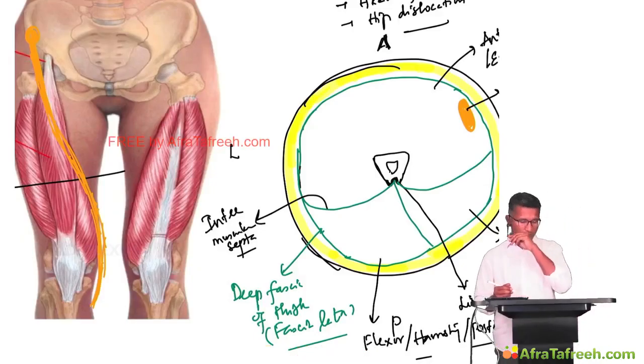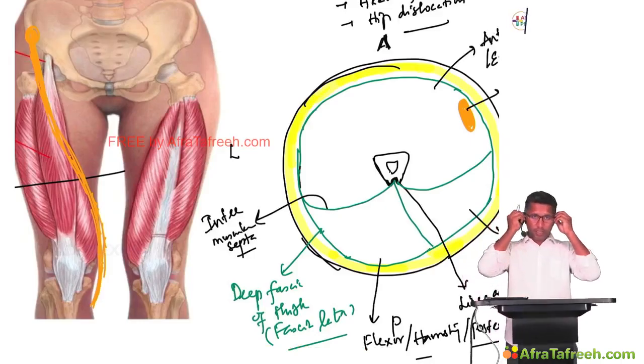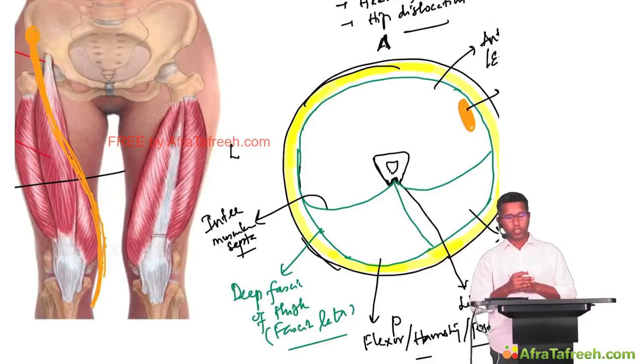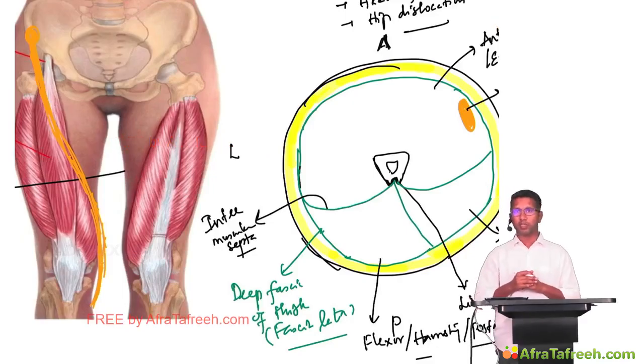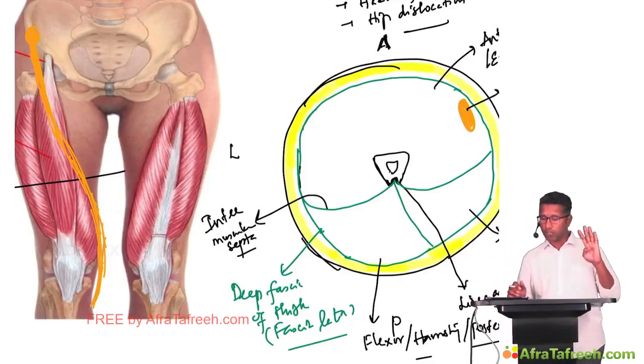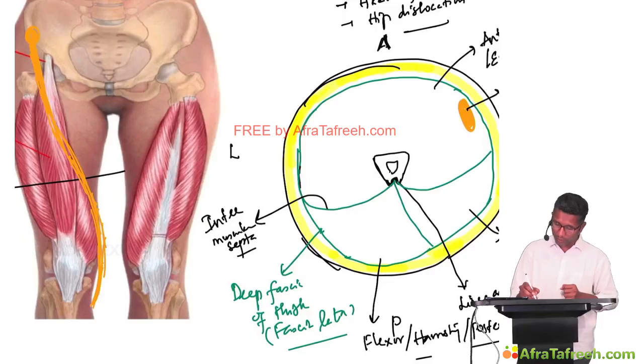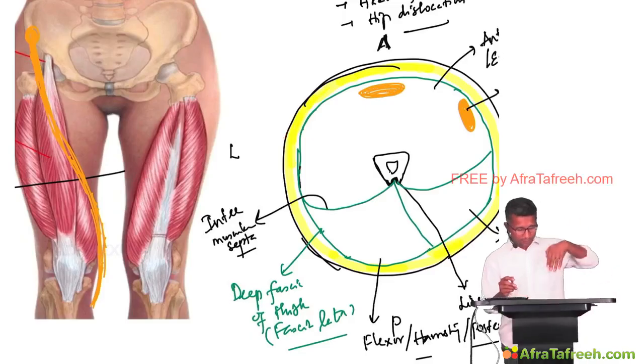When you take the sartorius out, you see the rest of the muscles of the thigh, which are called the quadriceps femoris muscle. Quadriceps means 4. It has got 4 heads. The 4 heads of the quadriceps femoris are rectus femoris, which is occupying the front of the thigh. It is running straight down. Rectus means straight, so it is running on the anterior aspect of the thigh straight down. That is called rectus femoris.